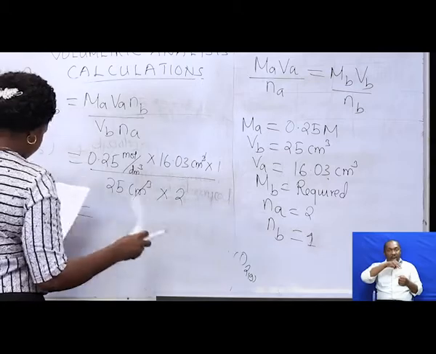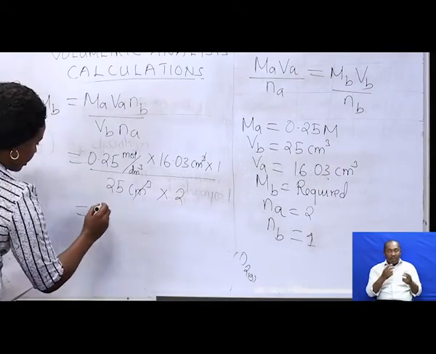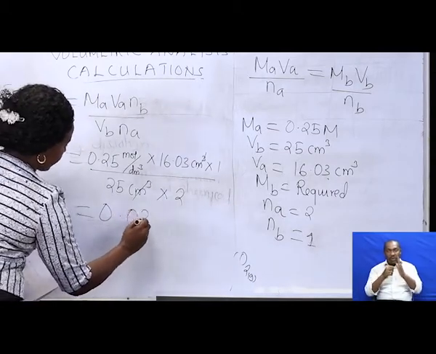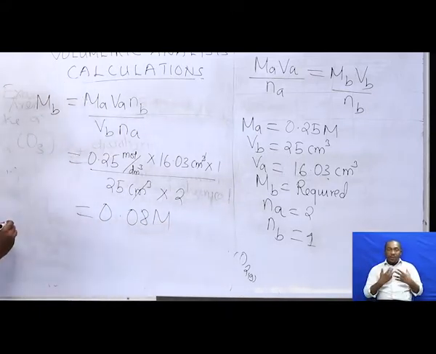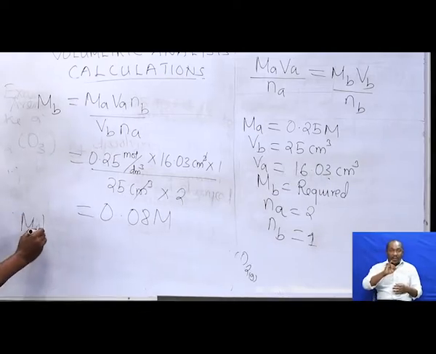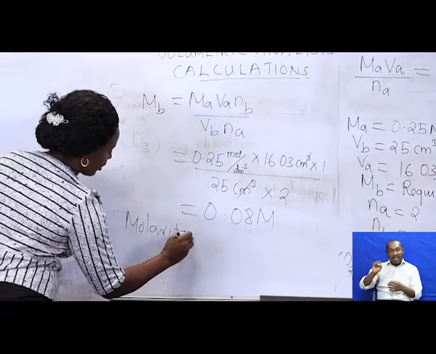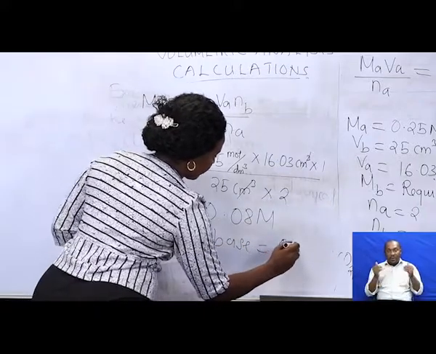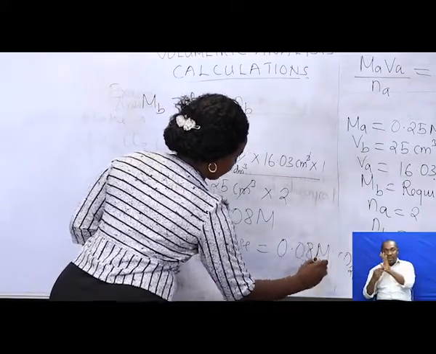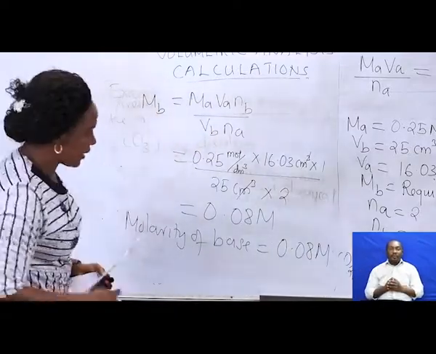What will be the answer? It is 0.080 molar. So molarity of base, therefore molarity of base is equal to 0.080 M.